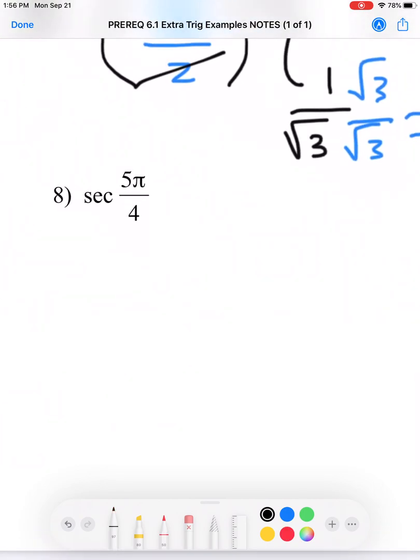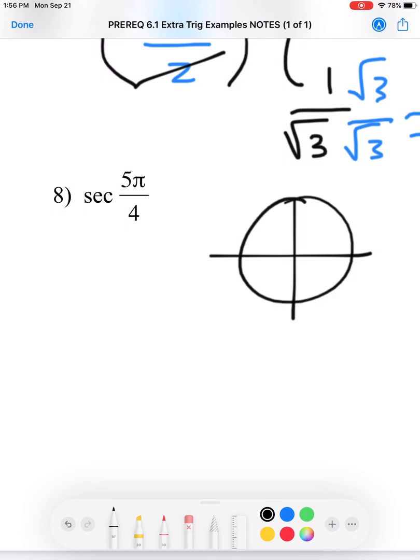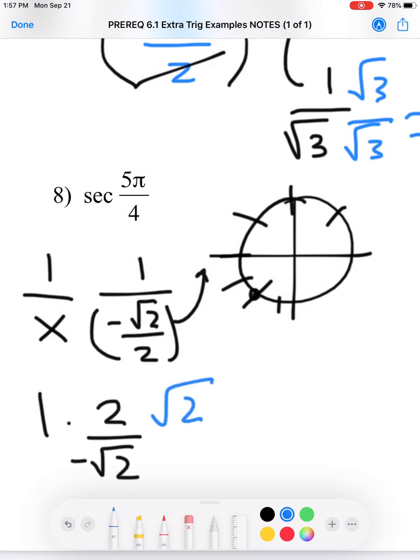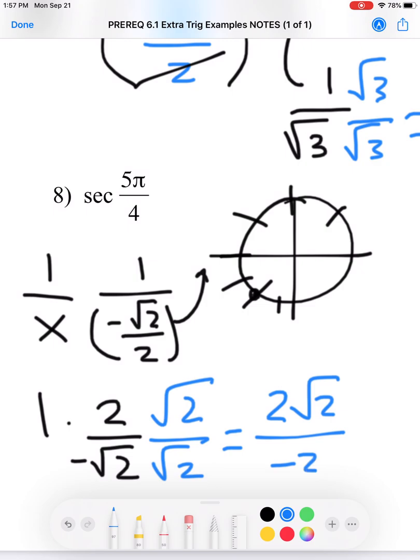Secant of 5 pi over 4. Remember, we want 5 pi over 4s, or 5 45s. 1, 2, 3, 4, 5. Middle angle in quadrant 3. Secant is going to be a ratio of 1 over x. 1 over negative root 2 over 2. Remember how we have to multiply by the reciprocal? Rationalize. So we come up with a final answer of negative root 2.